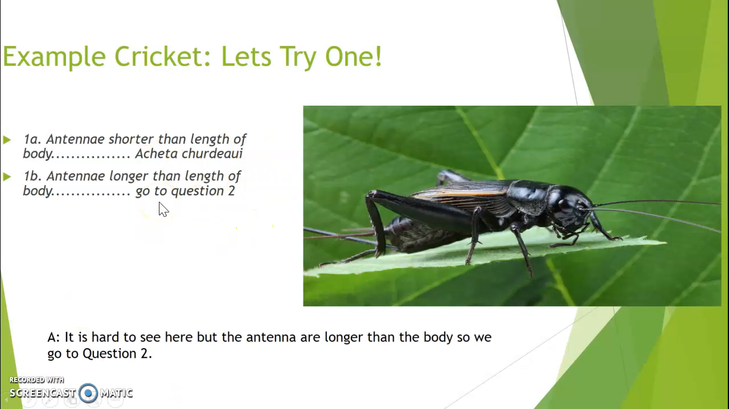We start with the first question. All right, we've got an example cricket here. First question is, are the antennae shorter than the length of the body, or are the antennae longer than the length of the body? It's hard to see, and I had a really hard time finding a picture that showed all of the antennae, but the antennae here are longer than the length of the body. So we would go to question 2.